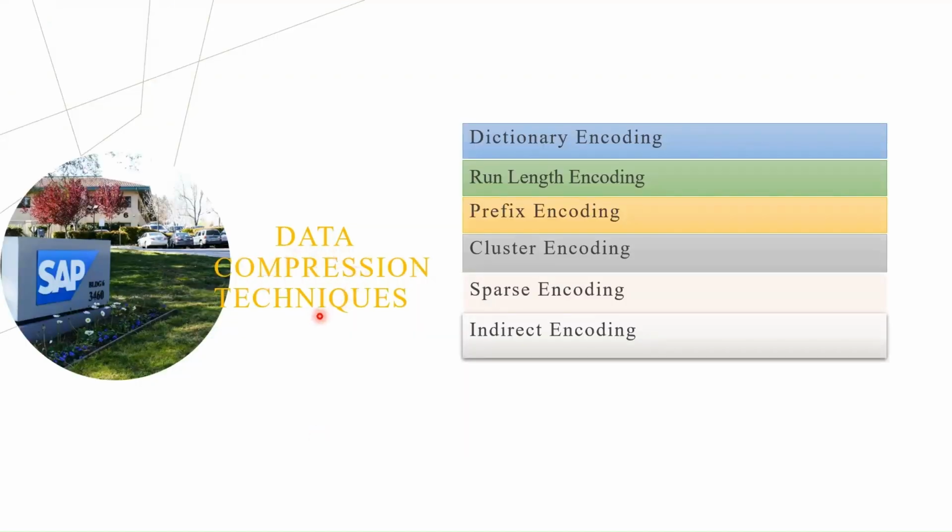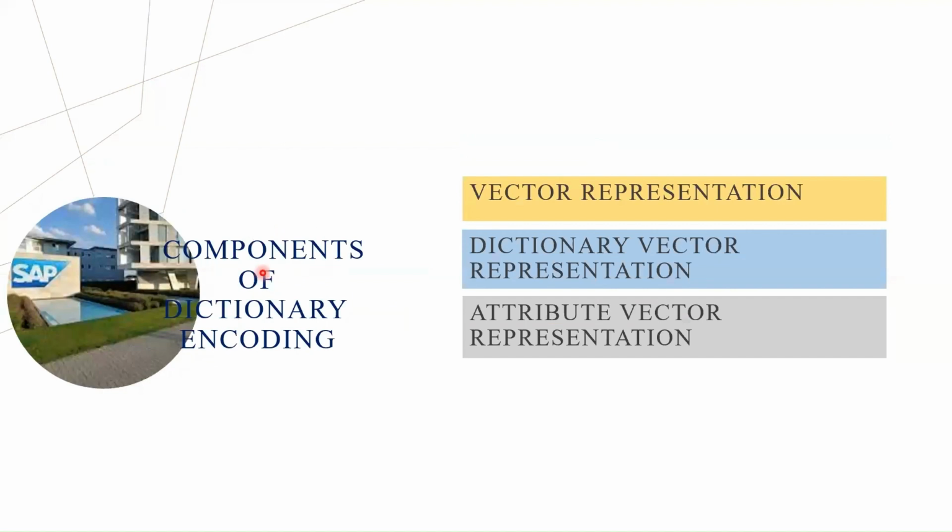Data compression techniques. Here we can see some of the data compression techniques like dictionary encoding, run length encoding, prefix encoding, cluster encoding, sparse encoding, indirect encoding. Let's consider a simple compression technique that gives us basic understanding. Let's go with dictionary encoding technique. This dictionary encoding technique has three components, namely vector representation, dictionary representation, and attribute representation.